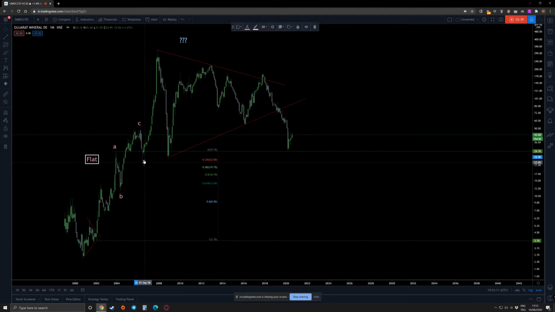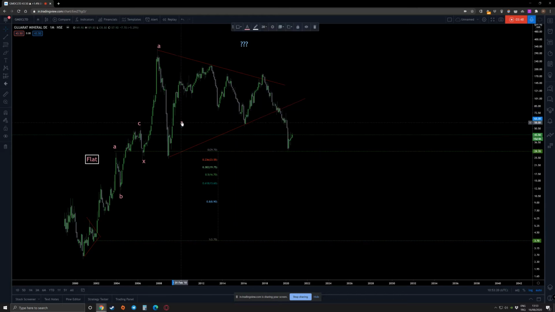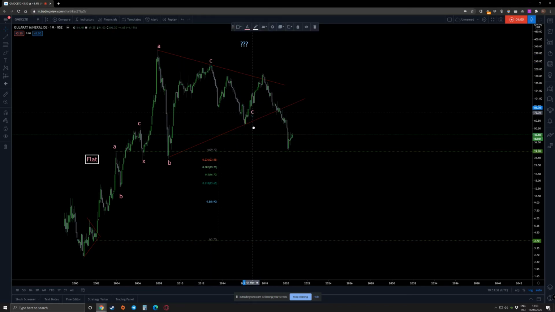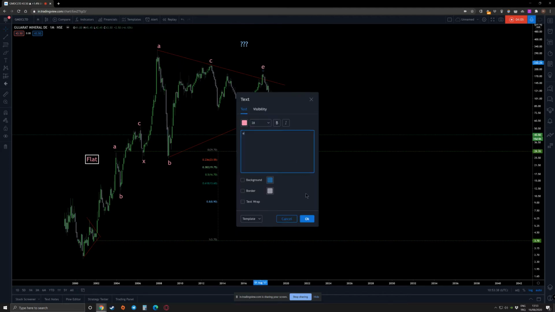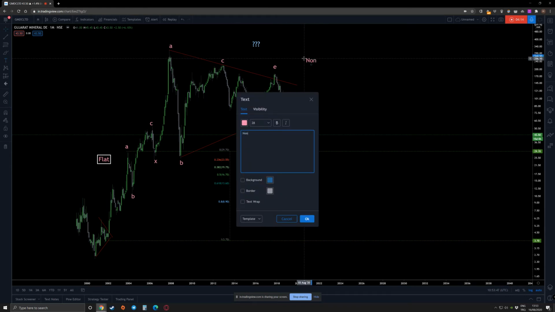Now, this can be an X wave. And what I imagine in my mind is that we can be looking for something like this. So we have a wave A here, a wave B here, which is a very big B wave as well, and then we have a C wave, and then we have a D wave, and then we have an E wave. Now, what I like about this triangle is that because it is happening at the end of a complex correction, this type of triangle is actually called a non-limiting triangle, in that the future price action will not be limited.